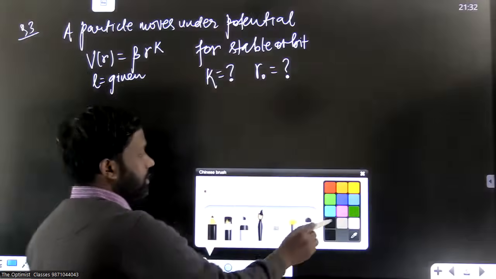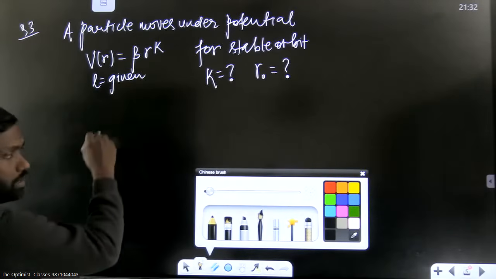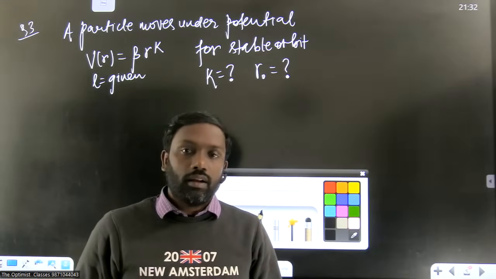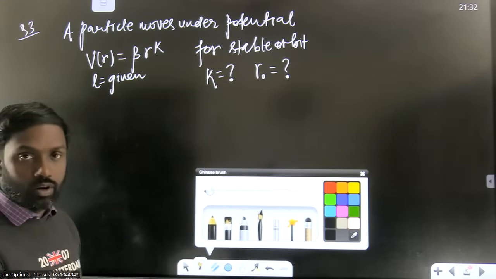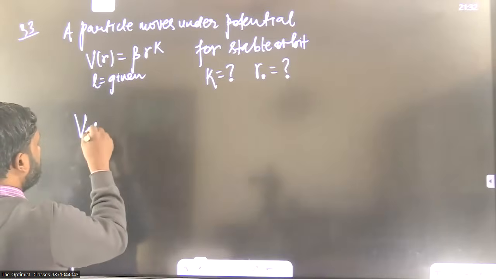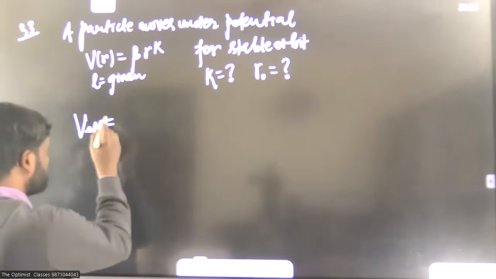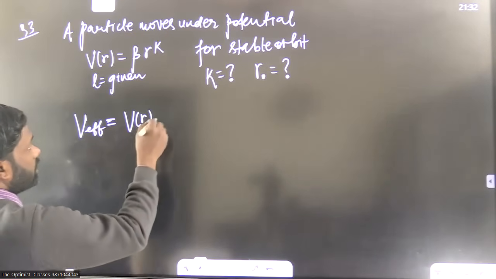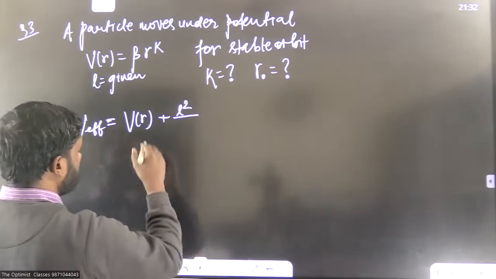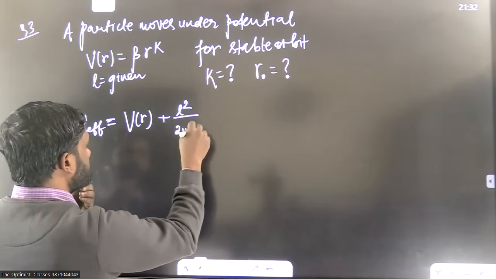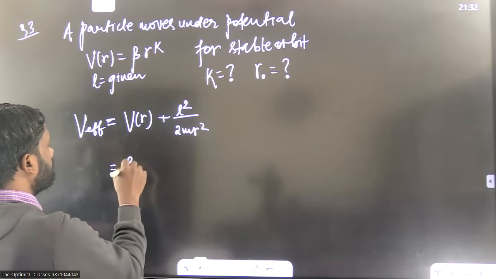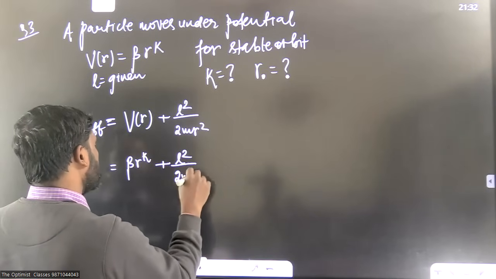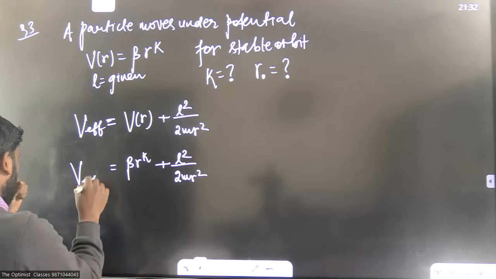orbit? Actually, we know that when a particle moves under central potential, this is an r dependent potential only. So this is a central potential. So when a particle moves under central potential, a stable orbit is actually a circular orbit. So for circular orbit, it is easier to discuss such a situation. It is easier to use effective potential. So we'll write effective potential as V of r plus L square upon 2mr square. This is the effective potential. So V of r is beta r to the power k plus L square upon 2mr square. This is V effective.